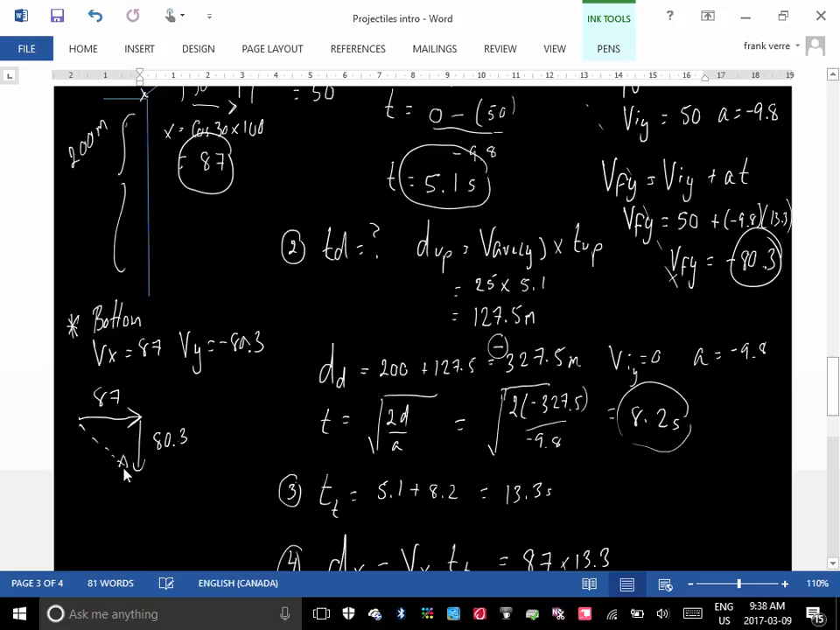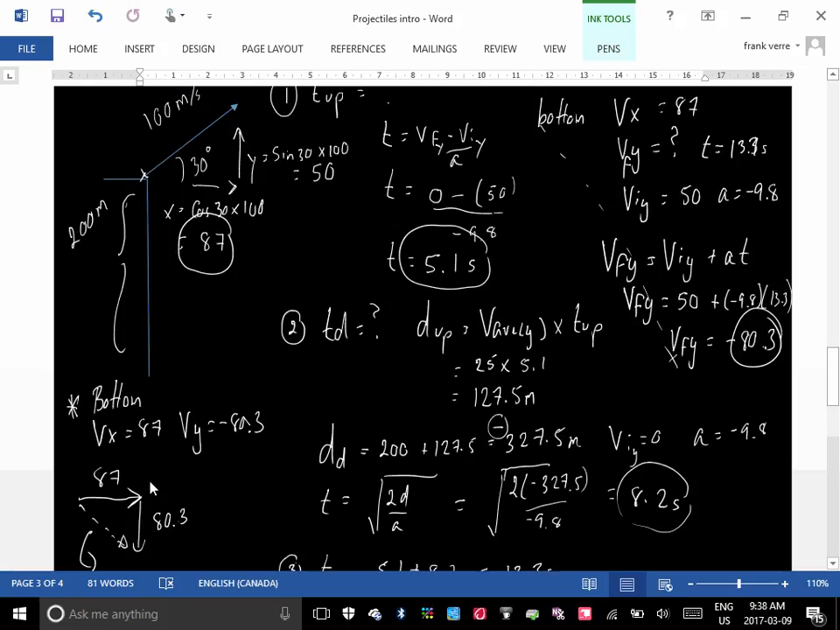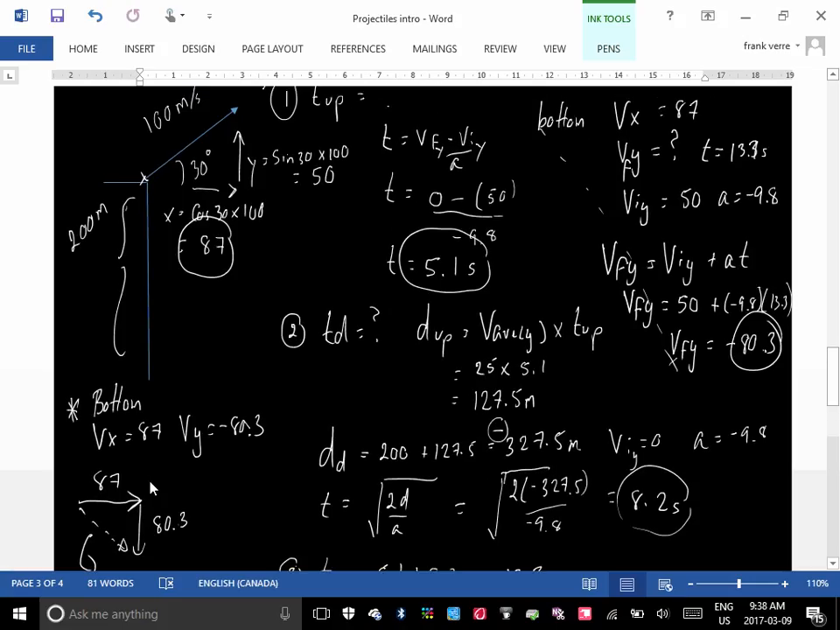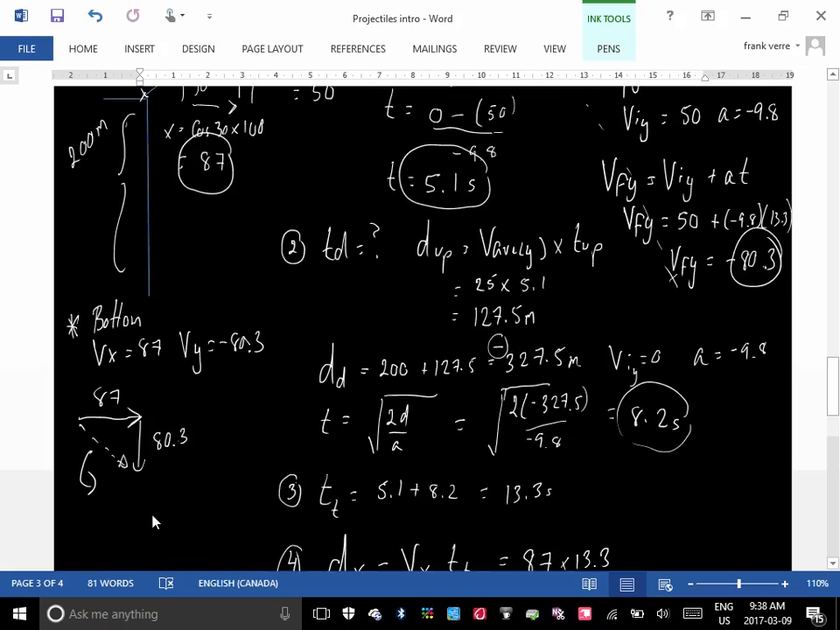You would just figure out what that resultant is, right? The actual speed of the projectile. Initially we had the speed of the projectile, and we broke it down into its components. Now we do the opposite. We have the horizontal speed, which is fixed, and the vertical speed now at the bottom, but those are components. So now we put them back together, and you get the actual speed, which is 118.4.